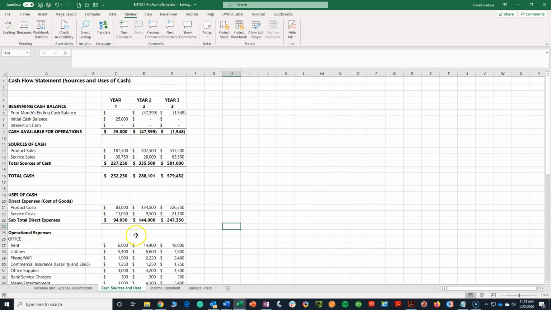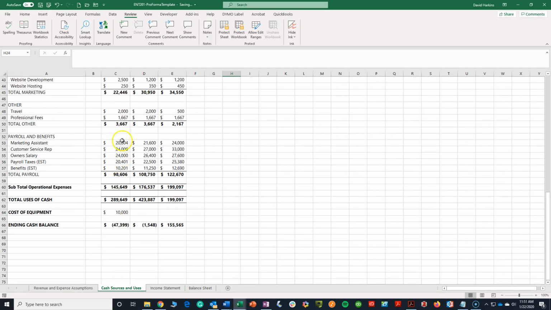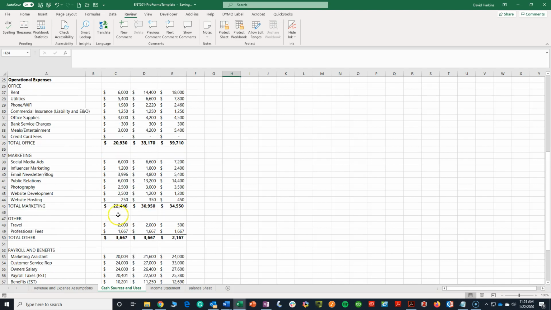So what do we have to do? Look at this bottom line. Now we're down $47,000 instead of $15,000. So now we've burned through a lot of our cash. So one of the things that we have to think about is, where do we make changes? Do we need this much in terms of payroll? Do we need this much expenditure here?